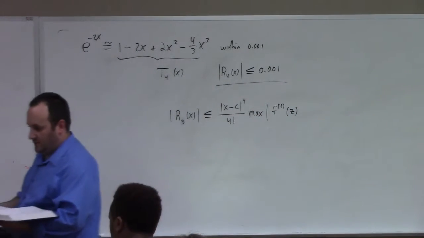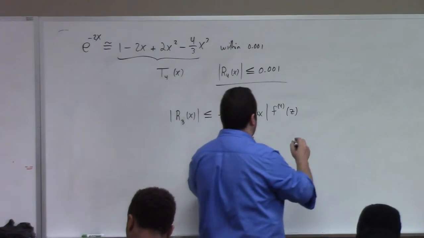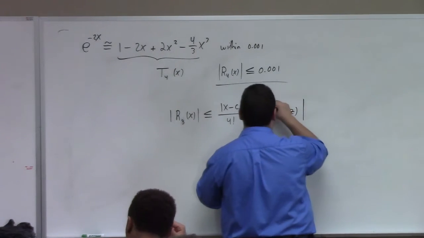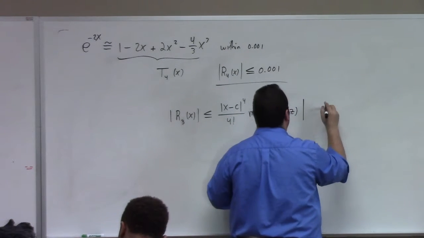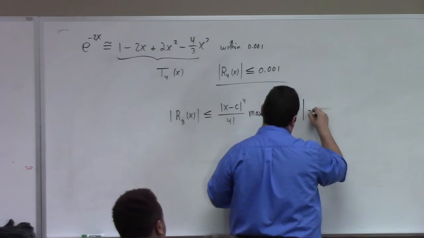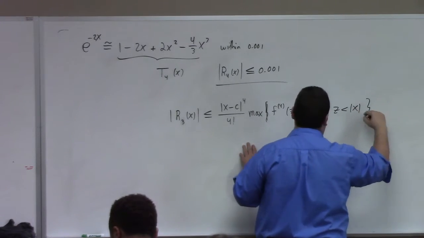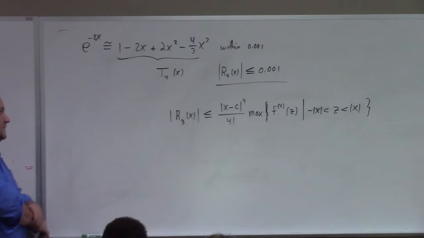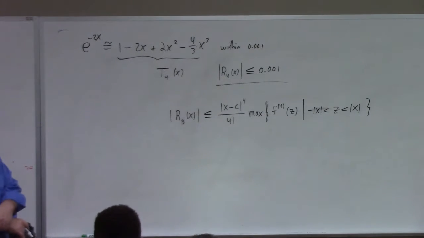He has explained what z is in the wording. Let me just go ahead and tell you that this is for z such that minus the absolute value of x is less than z is less than the absolute value of x. That's the result we have to work with here. So you have to actually calculate the 4th derivative.